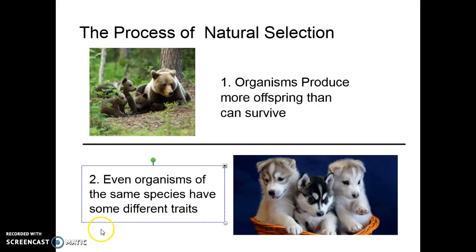And step number 2, we have organisms of the same species that have some different traits. Okay, you can take a look at these puppies. They might be siblings. They're definitely the same species. They have different traits. You can see that they have different hair colors. They might have different eye color. They might have different behaviors.